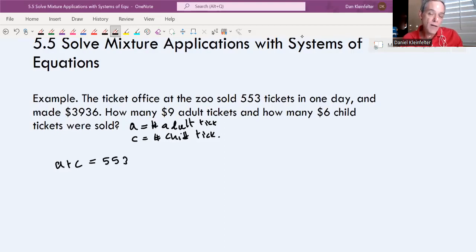The second equation is about dollars. And so the 3,936 that the ticket office made is $9 for each adult ticket times the number of adult tickets, and then $6 for each child ticket times the number of child tickets. So we're multiplying the number of tickets times the price per ticket, and that gives us an answer in dollars. And so this will be our two equations in A and C that we'll be able to solve.